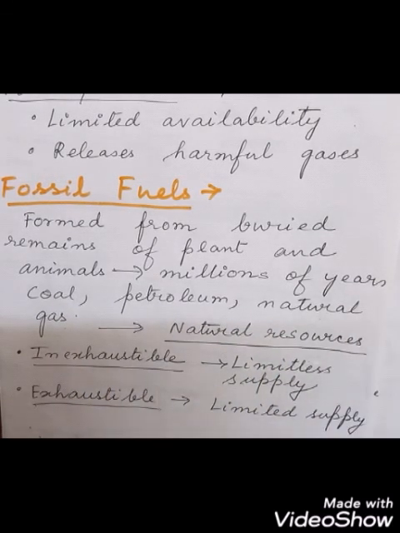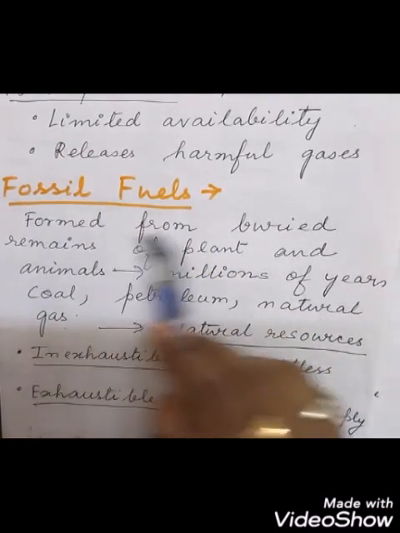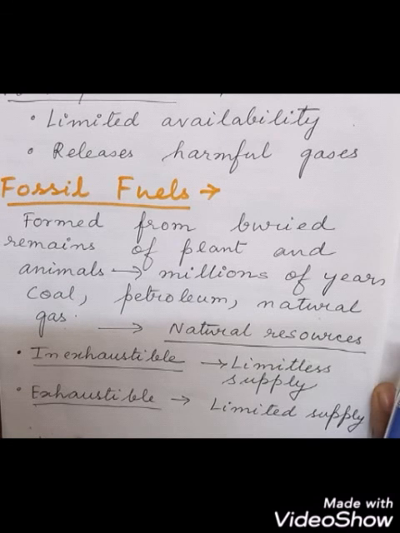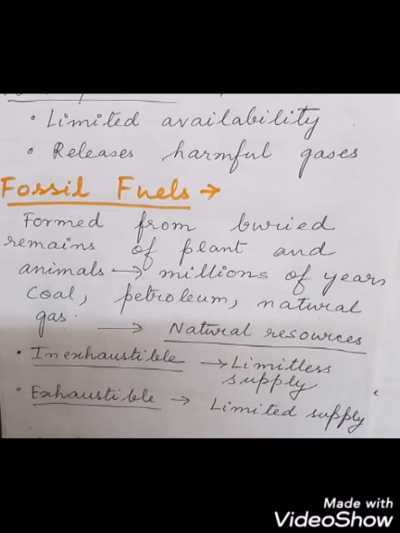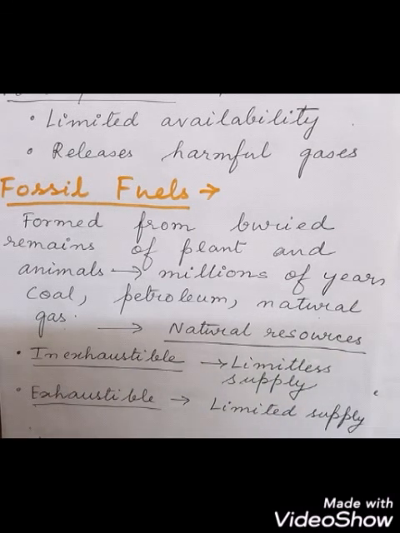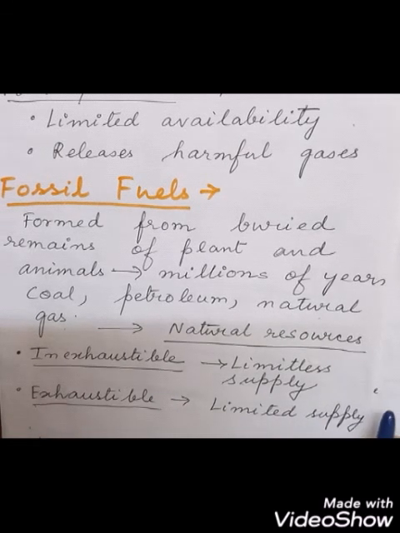These are obtained from nature, so they are referred to as natural resources. Clear? So these fossil fuels are those obtained from the buried remains of plants and animals. Now there are two types of natural resources: inexhaustible, which have a limitless supply, and exhaustible, which have a limited supply.